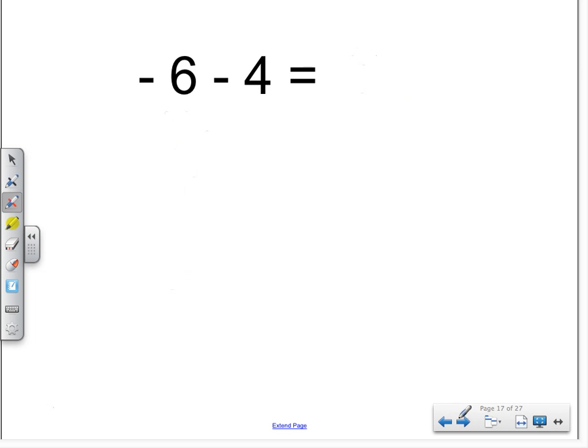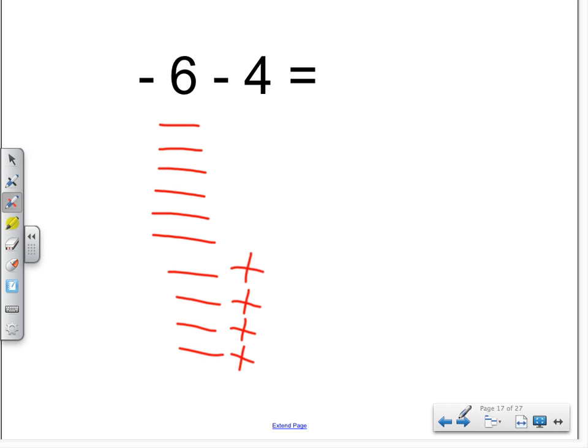Okay, this one is -6 minus +4, or -6 take away +4. So we have 6 negatives. Now you're probably looking at it and going, how in the world do you take away 4 positives? Well, to do that, we have to create 0 pairs. And in this case, I'm creating 4 0 pairs, because I'm going to need to take away 4 positives. Now remember, when you're making 0 pairs, all you're doing is adding 0. In this case, we're adding 0 4 different times, which doesn't change anything.